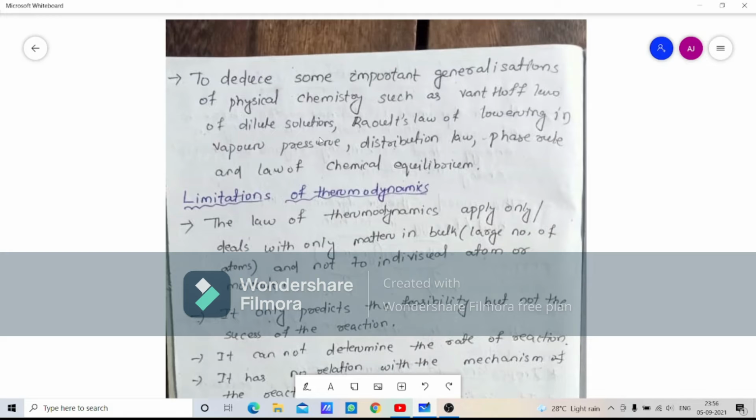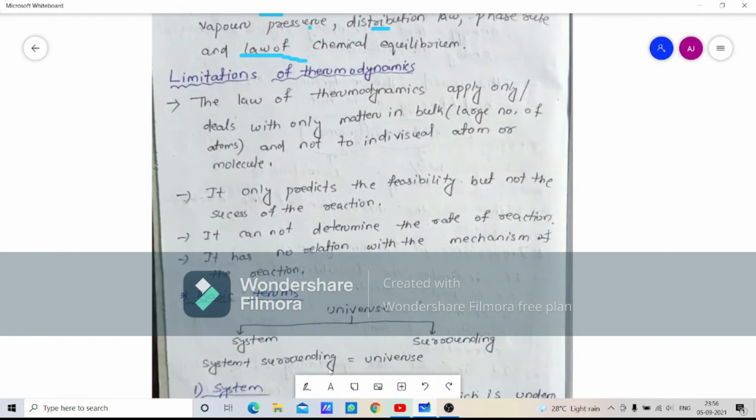Then also the next point is we can determine or deduce some important generalizations of physical chemistry also. By using thermodynamics we can deduce some important concepts or laws of physical chemistry like Van't Hoff's law of dilute solution and Raoult's law. These are the laws of the solution chapter. Raoult's law, elevation and depression in boiling and freezing point, the distribution law, the phase rule, and the law of chemical equilibrium. So we can also determine these things by the use of thermodynamics.